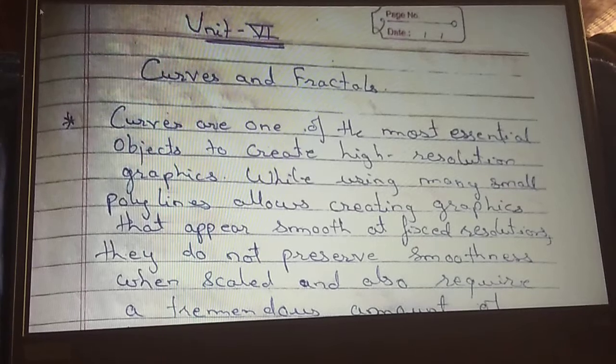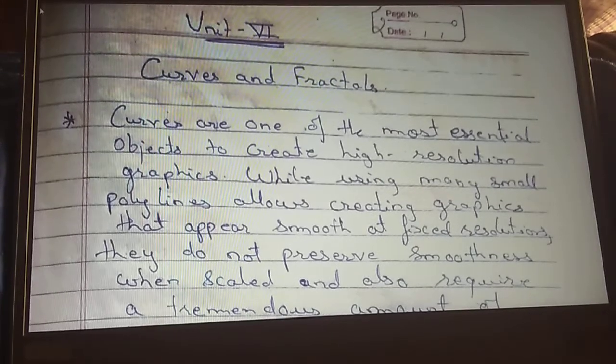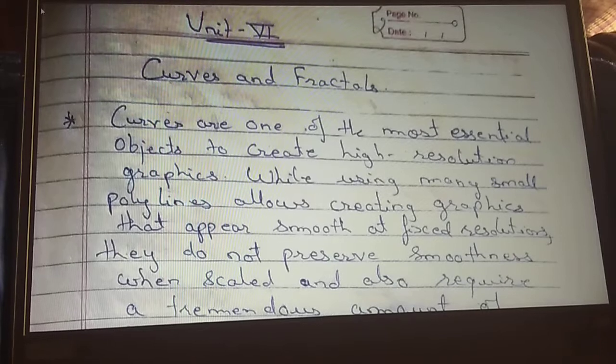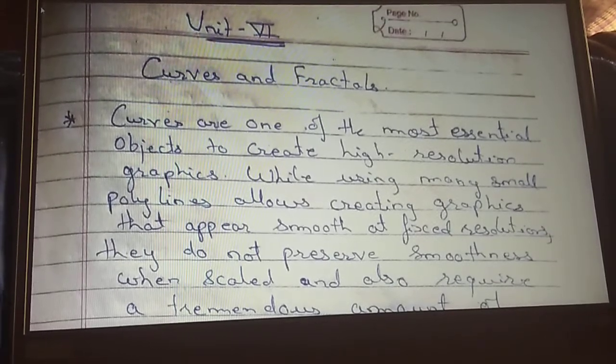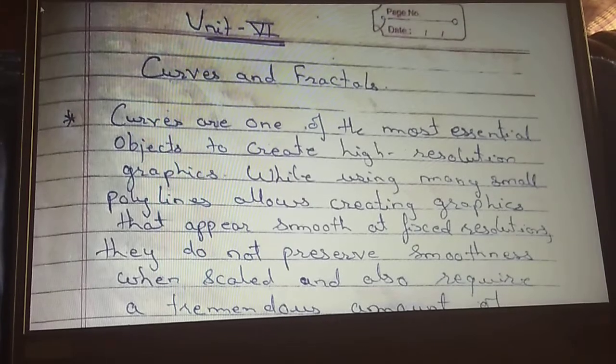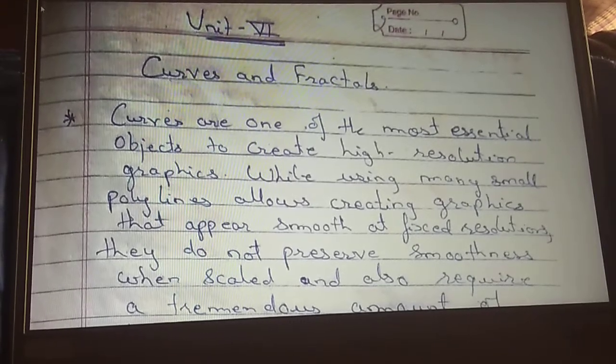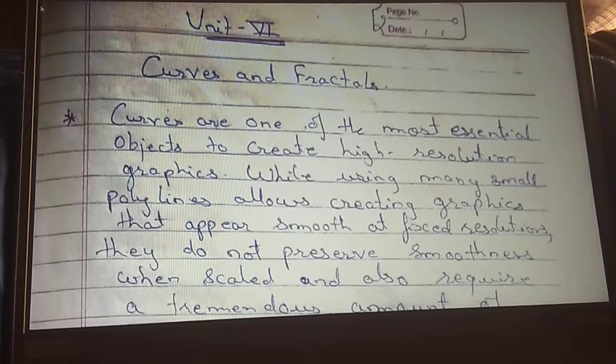Hello students, we will start with unit 6, that is curves and fractals. Before going and introducing this, let's have some basic info. So until now we have seen how to draw lines, circles, polygons, etc.